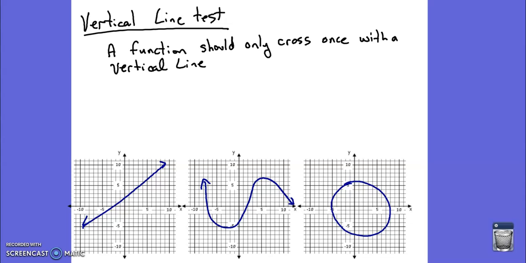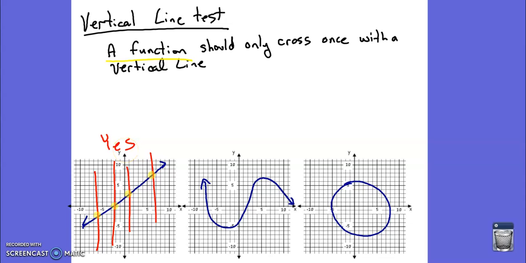All right, so one of the things we've talked about as well, to see if it's a function, it should only cross once with a vertical line. So it's called the vertical line test. Here I have 3 graphs, and I want to see if they're a function. If you could draw a vertical line and it crosses at more than one spot, it's not a function. If I just draw a vertical line, notice it only crosses at one spot. And the same thing here, same thing there, same thing there. It only crosses at one spot. So yes, this is a function.